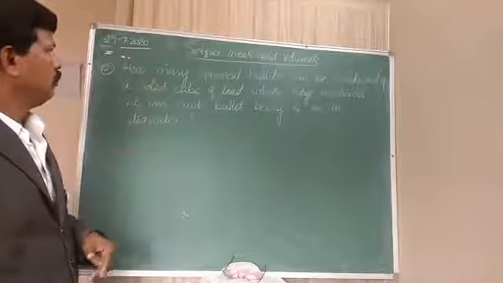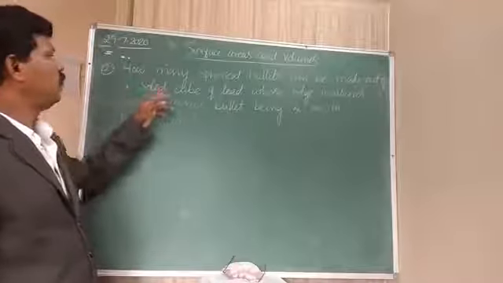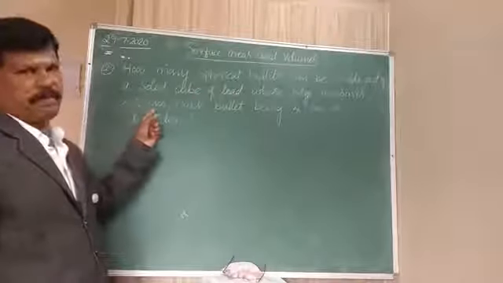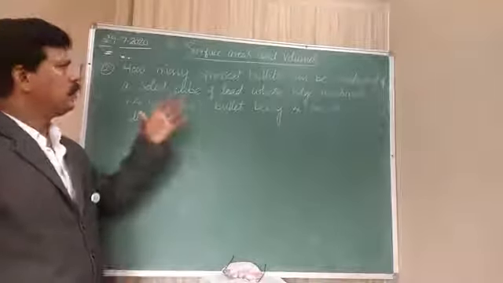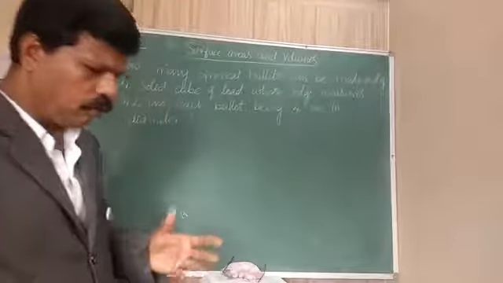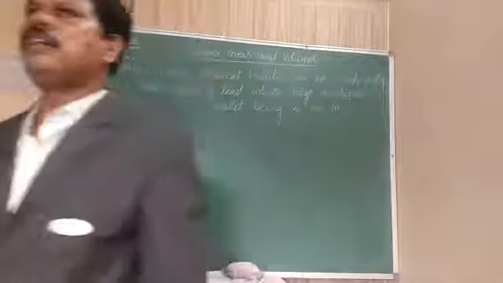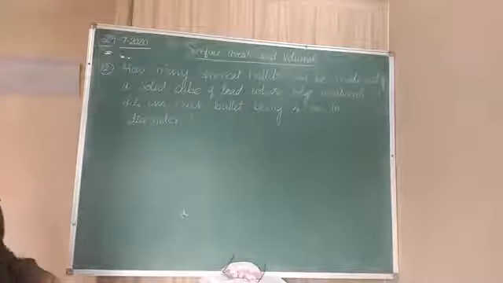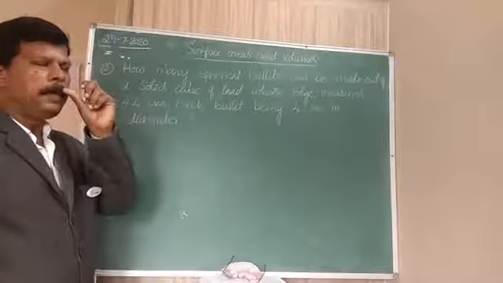Look at the question. How many spherical bullets can be made out of a solid cube of lead whose edge measures 44 centimeter, each bullet being 4 centimeter in diameter? So I told you that if you are converting one object into another object, you should find out the volume of the objects. That means you should divide one volume by another one. So this is based on the volume problem.